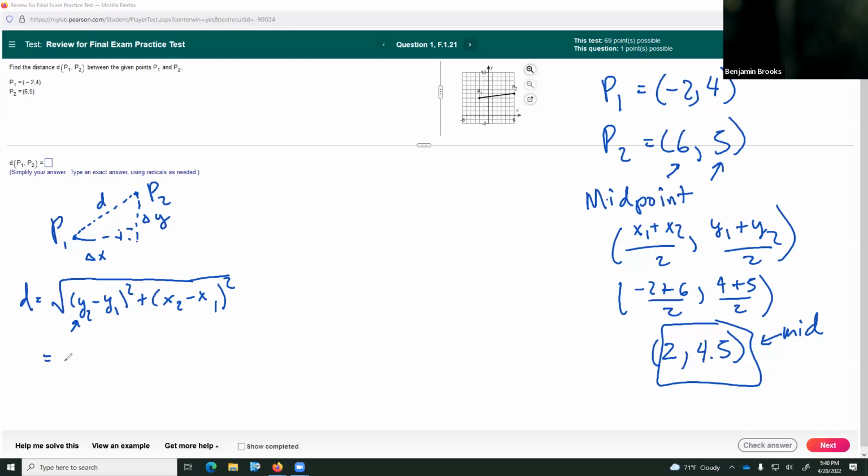So, for example, the difference between my y values is 1, and the difference between my x values is 8. Real simple. In other words, from 4 to 5 is 1, right? Y'all see what I'm saying? From -2 to 6 is 8. That's all I'm saying there. And then this ends up being the square root of 1 plus 64, or the square root of 65.